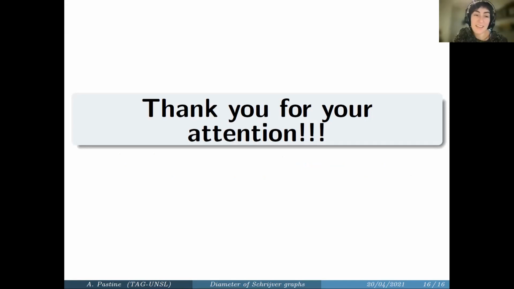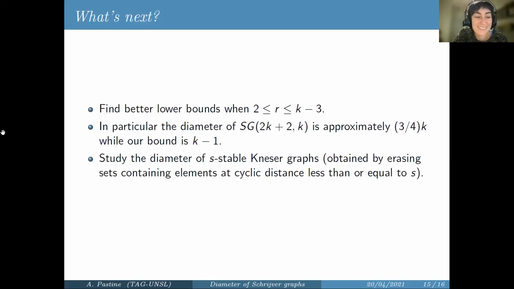So maybe I have a question regarding the previous slide, like whether you have some idea or maybe some conjecture about the bound.